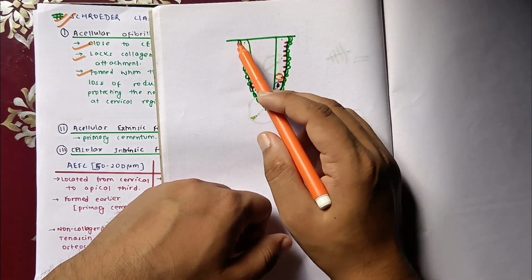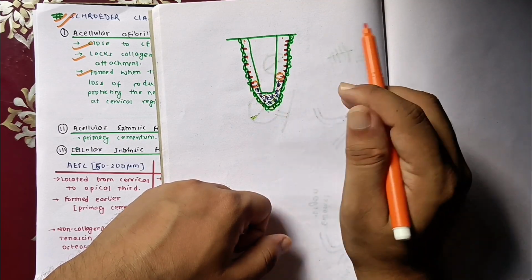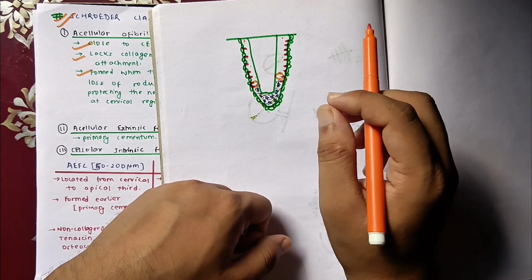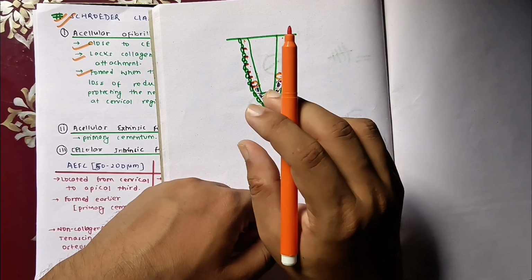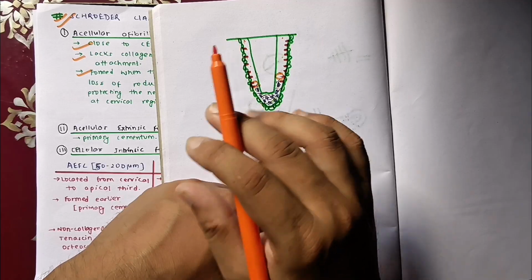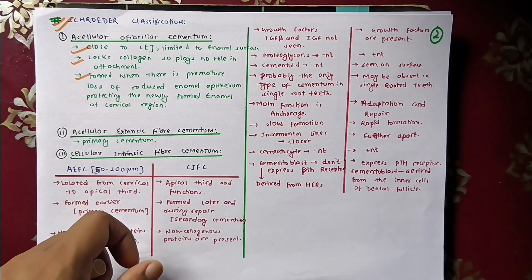Okay, so here at the region of the cemento-enamel junction where there is no fiber and where there is no cell, that is acellular afibrillar cementum, and that lacks the collagen. There is no fiber, so it doesn't play any role in the attachment. Okay, so you should know this.